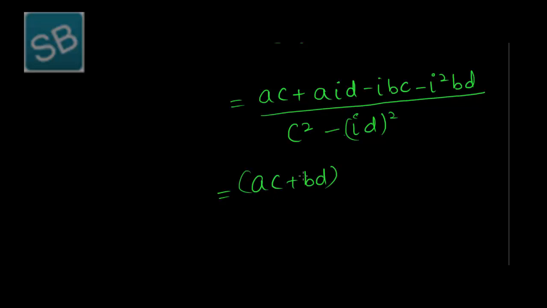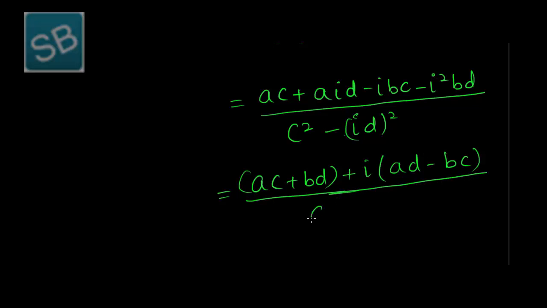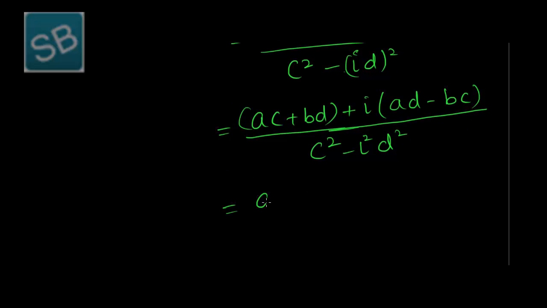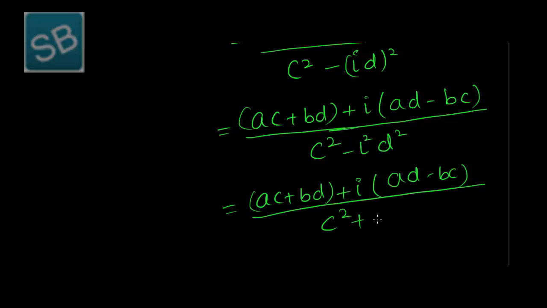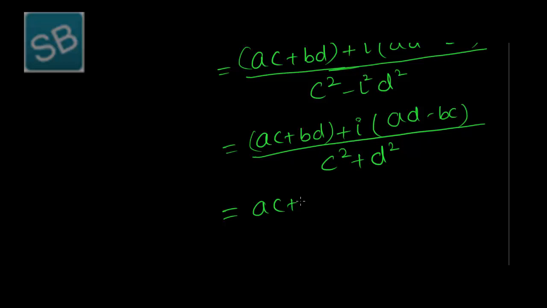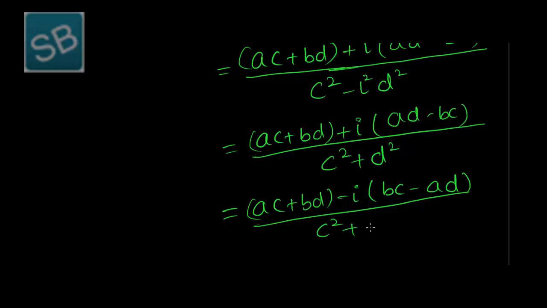That is (AC plus BD) plus iota (AD minus BC) over C square minus iota square D square, that is (AC plus BD) plus iota (AD minus BC) over (C square plus D square), that is (AC plus BD) minus iota (BC minus AD) over (C square plus D square). That is number 2.